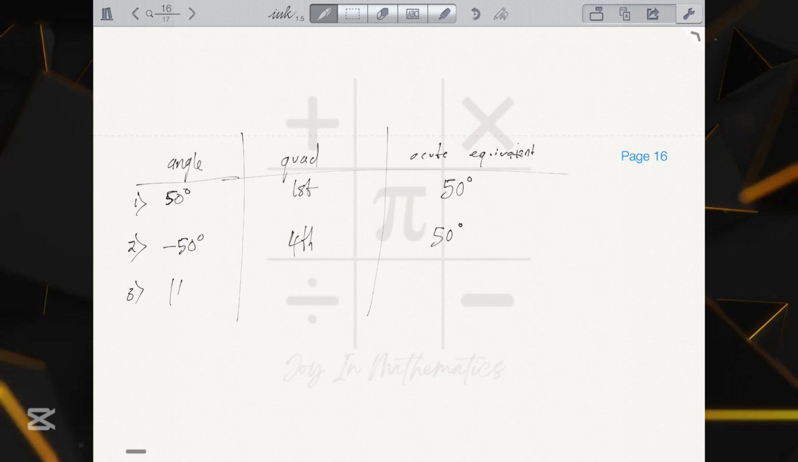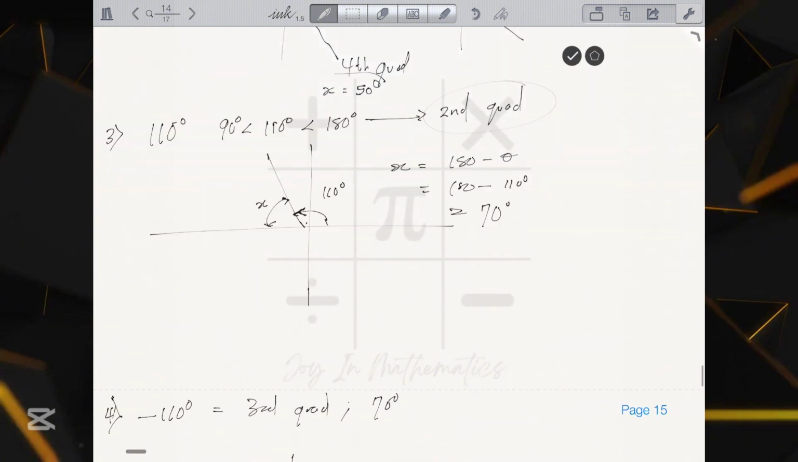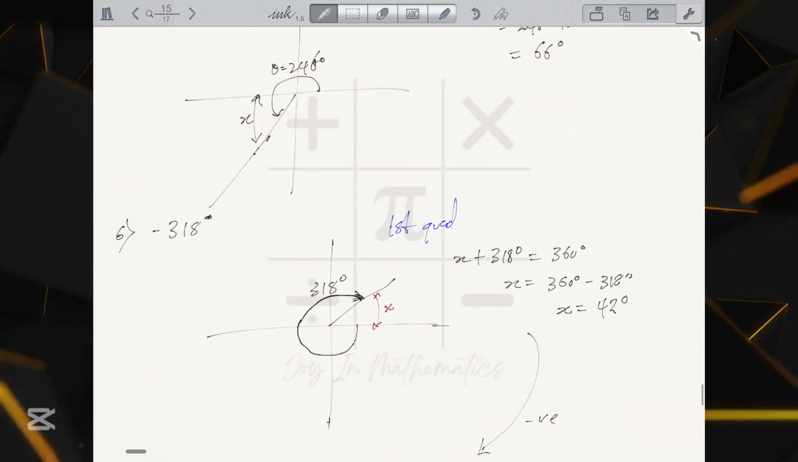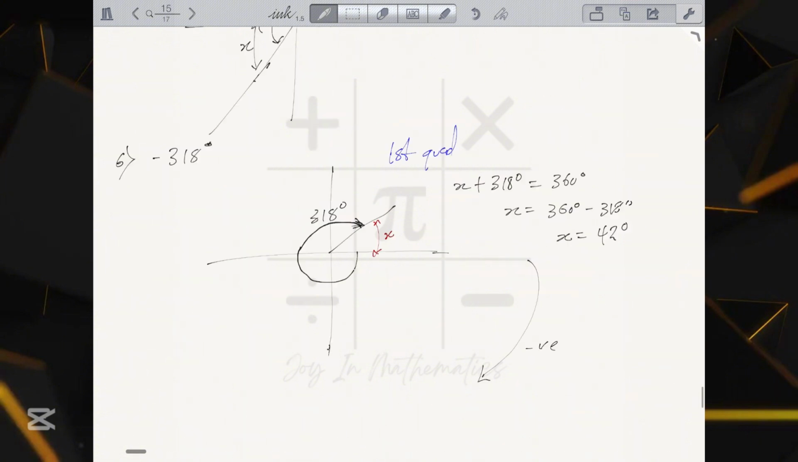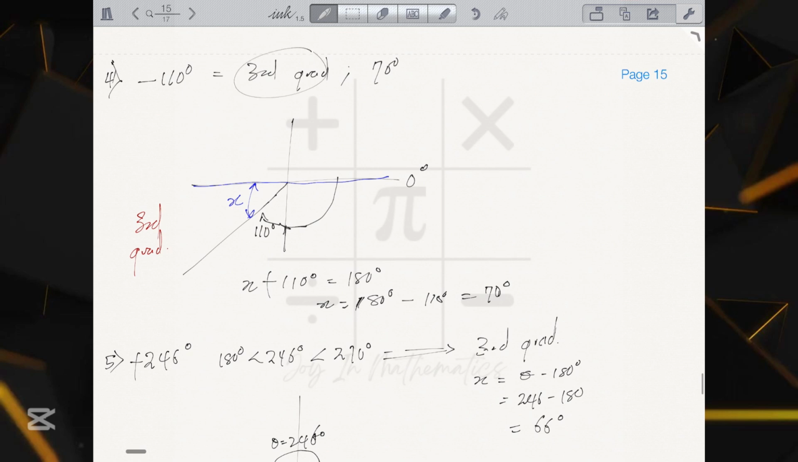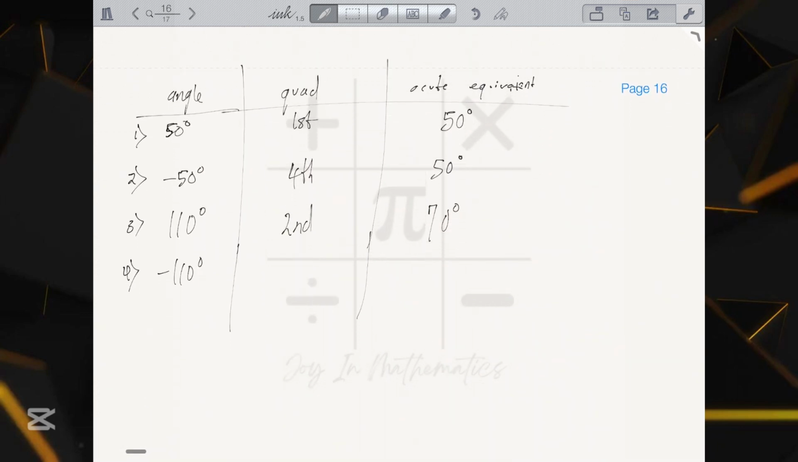Moving on to question number 3, which is 110 degrees. 110 degrees is in the second quadrant. The related acute angle is 70 degrees. Similarly, minus 110 degrees is in which quadrant? We can see here it is in the third quadrant with an acute angle of 70 degrees.